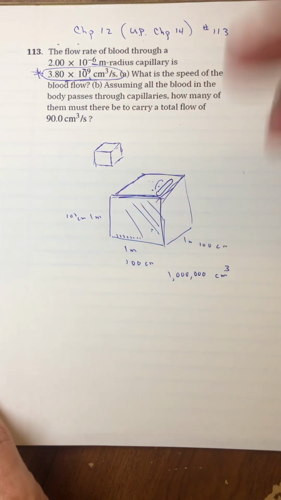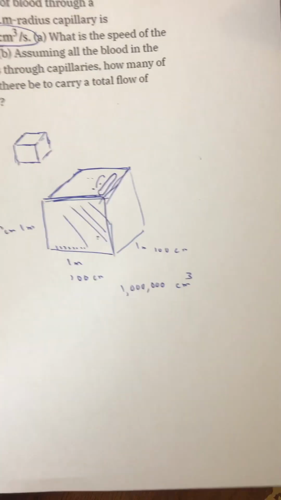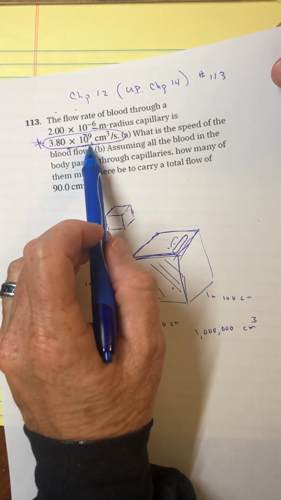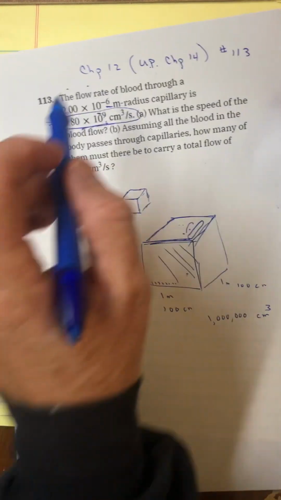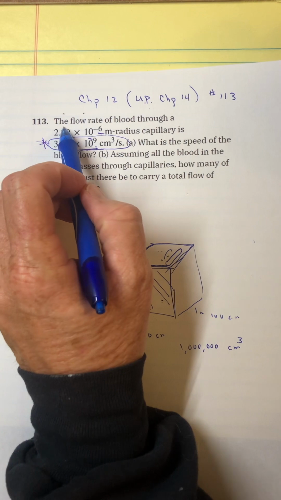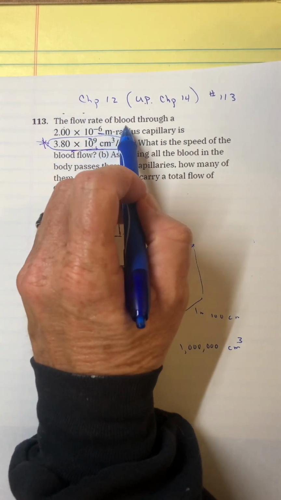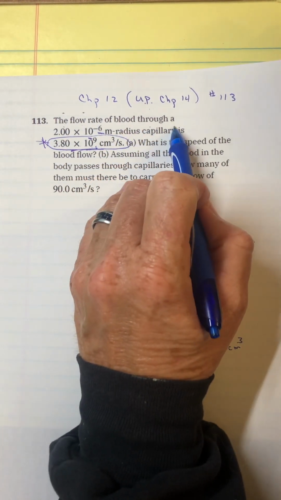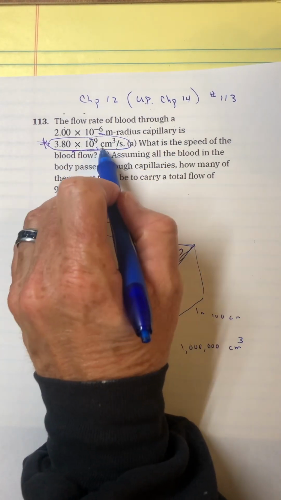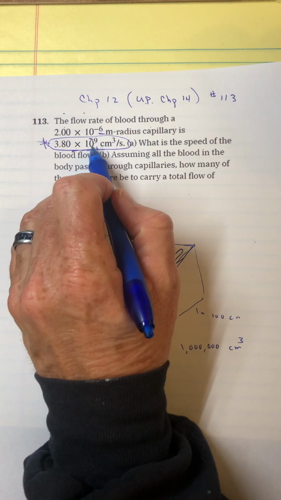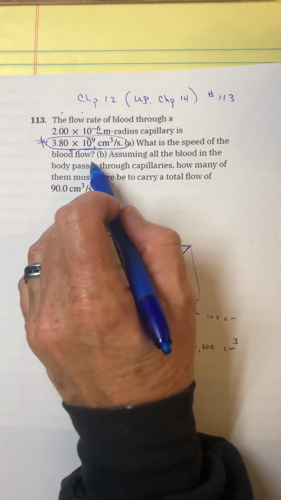All right, but let me work out the problem. Otherwise, with or without that typo. But I'm going to fix that typo. So as we read the problem here, it says the flow rate of blood through, and then here's the radius of the capillary, and then here is its volume, cubic centimeters per second. And then what is the speed of the blood flow?